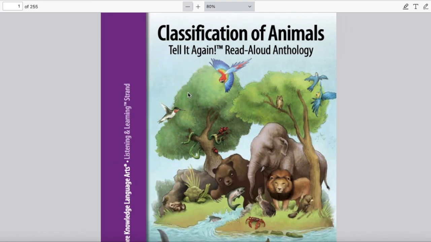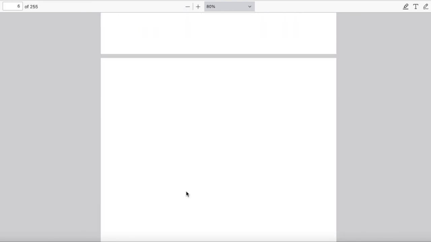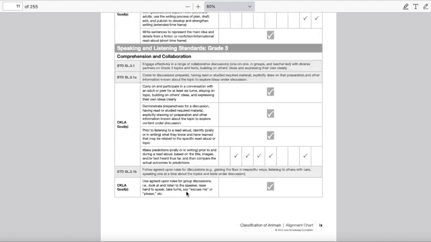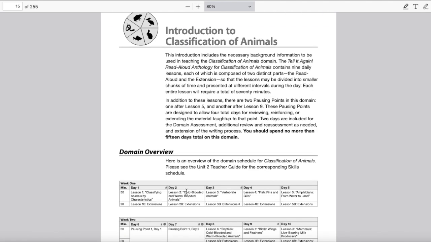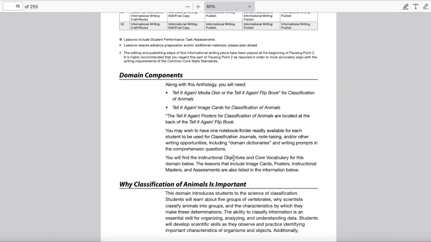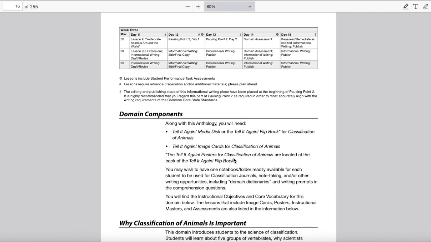So let's look at the teacher guide. Again, it's going to be laid out very similar to what you just did. That's why I keep saying if you've done one unit, the rest are pretty easy. It's going to tell you what standards are being met. It's going to introduce you to this domain. It's going to give you an example week. How I do this, honestly, is we just do the next thing. So, like I said, we do 1A and 1B. Next day, we'll do 2A, 2B.